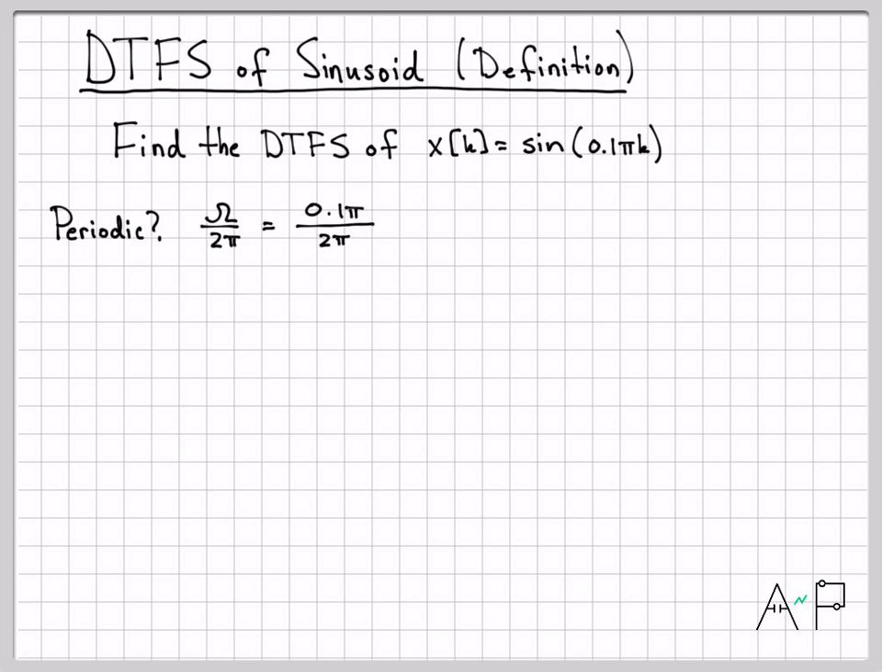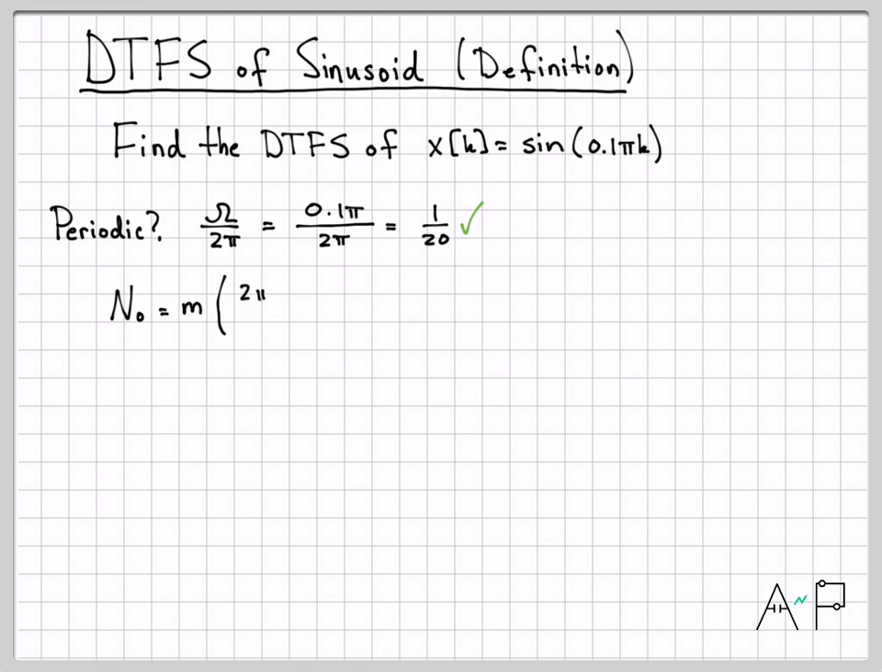Not all discrete time sinusoids are periodic, but if its frequency over 2 pi is a rational number, then we know that the sinusoid is indeed periodic. So let's compute the ratio of omega over 2 pi. In this case, the frequency is 0.1 pi, so I have 0.1 pi over 2 pi. The pi's cancel, and I have 0.1 over 2, which is the same as 1/20th, which is indeed a rational number. So this is a periodic signal.